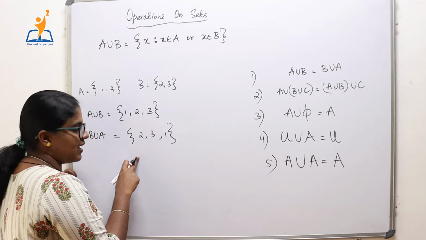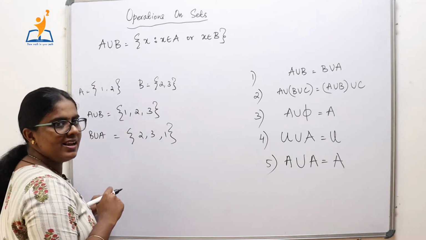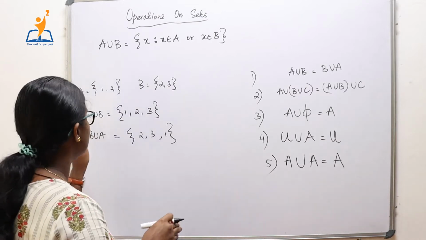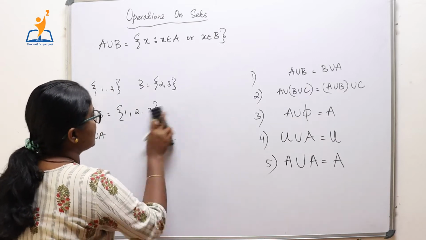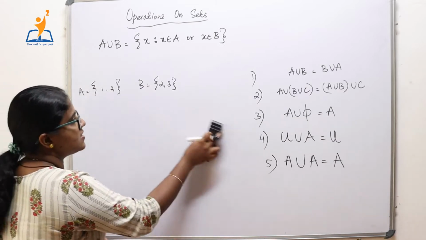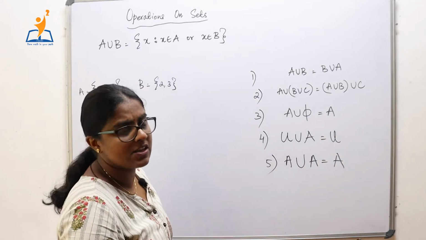So it is clear that A union B equals B union A, because every element of A union B is there in B union A, and every element of B union A is in A union B. So A union B is equal to B union A. That is the first property, the commutative property. Now the next property is the associative property.